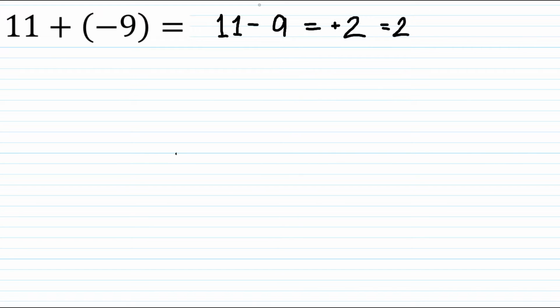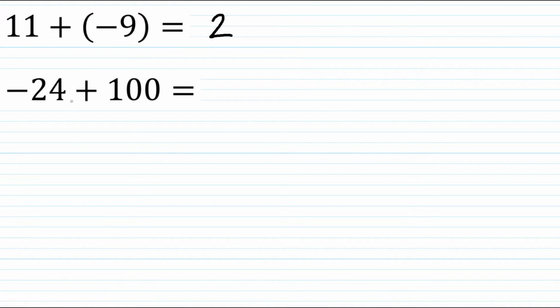Okay, so another example. You have negative 24 plus 100. So negative 24 plus 100, kung titignan natin, they have different signs. The operation is still addition. The major operation is still addition. But considering the signs, negative 24 is a negative number and 100 is a positive number. So we're going to subtract the 2 because of the rule of the addition of unlike sign numbers.